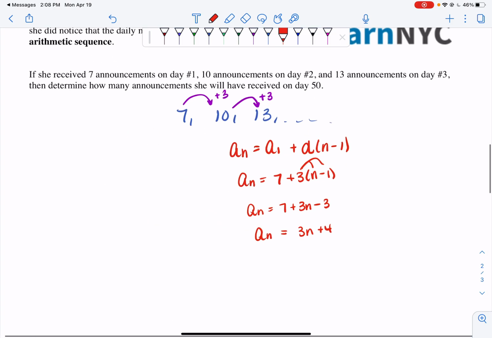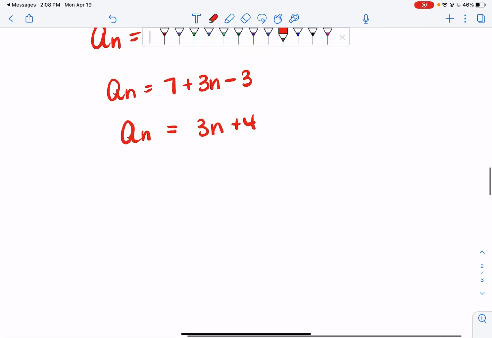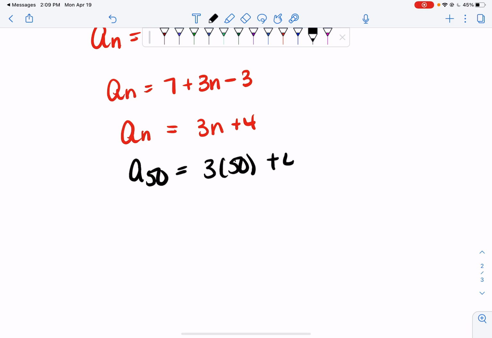And now I want to find out how many she got on day 50. So I'm going to plug in 50 for n. So everywhere I see an n, I substitute a 50. 3 times 50 is 150, plus 4 is 154. And that's your final answer.